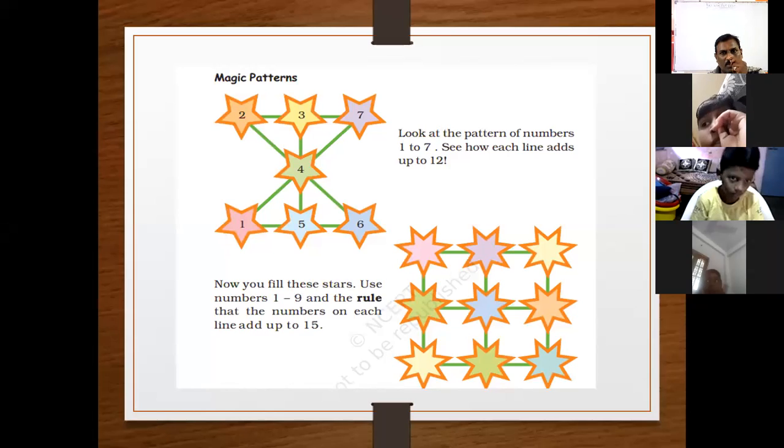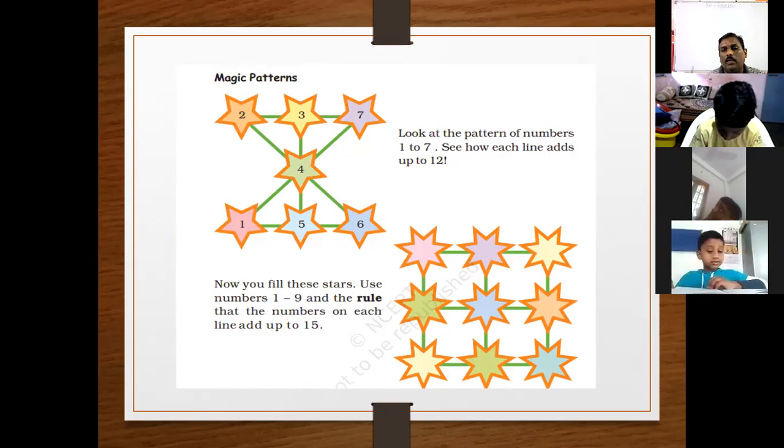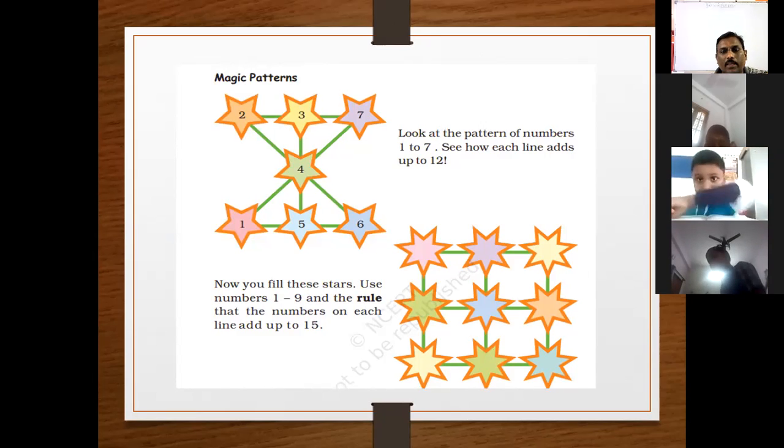There are 7 numbers, 1 to 7. Numbers should not be repeated, but the total should be 12. If you add row wise, column wise, the result should be 12. You can see the top: 2, 3, 7. 2 plus 3 is 5, 5 plus 7 is 12. Bottom: 1, 5, 6, again 12. Diagonal wise 7, 4, 1, again 12. 2, 4, 6, again 12. So however you add in all the directions, the total is 12. One example is given. Now, based on the example, you have to solve the next question.